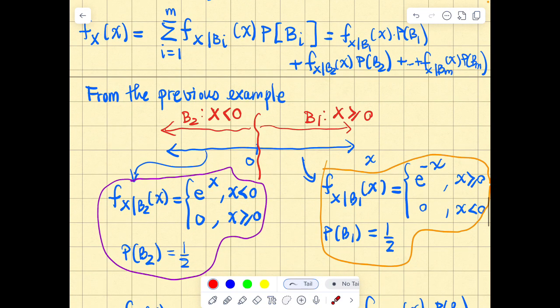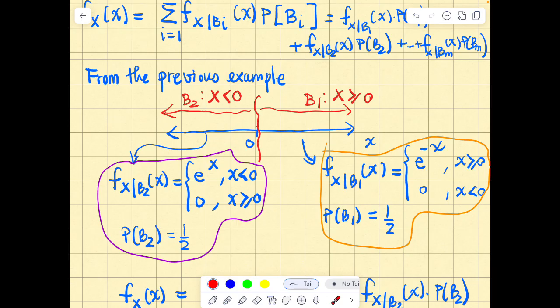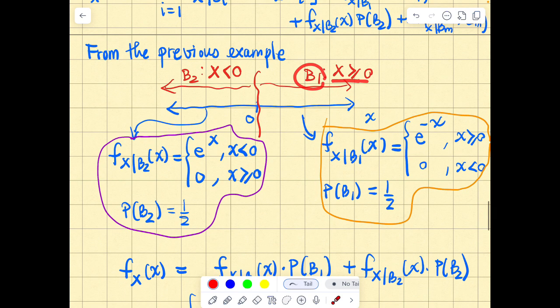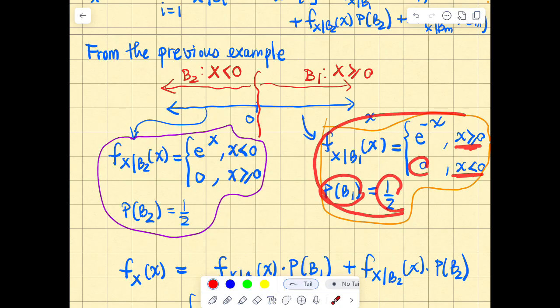So let's take a look at the example, right? From the previous example, we remember that we were looking at a Laplace random variable. So the outcome could be the entire real line, right? So let's say B1 is the event where x is bigger or equal to 0. We have done this before: the conditional PDF given B1, or in the previous example we used B, is equal to e to the power minus x when x is bigger than 0, and 0 when x is less than 0. The probability of the event is equal to 1/2, right? So we have done this before.